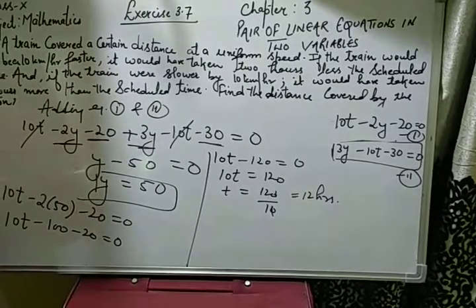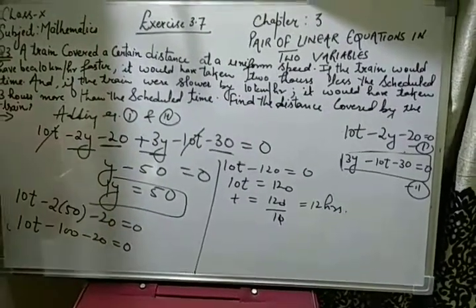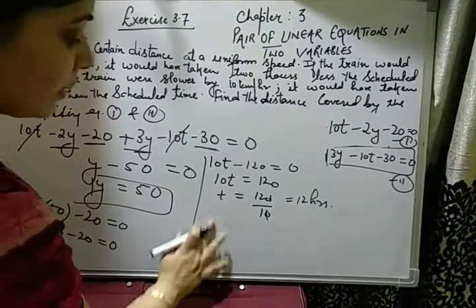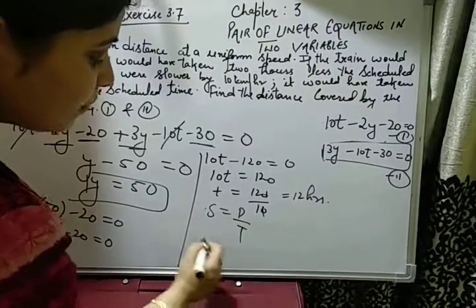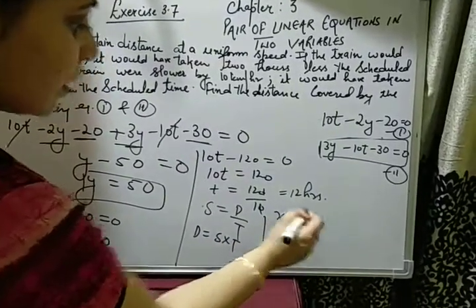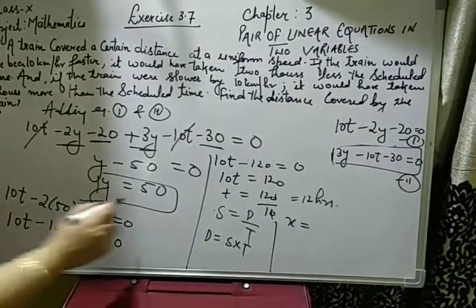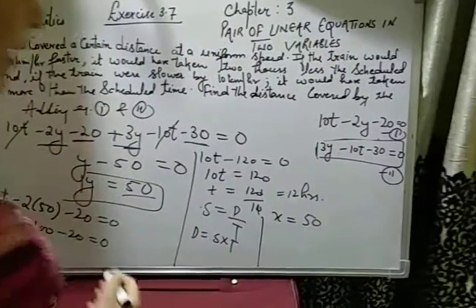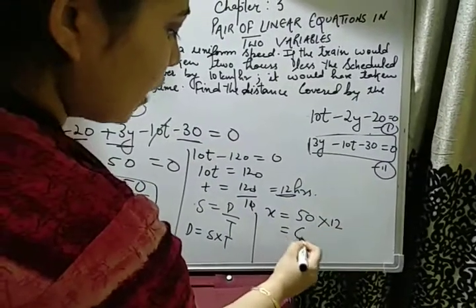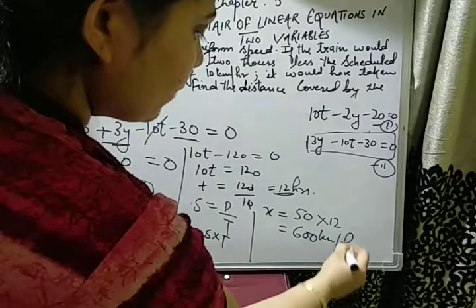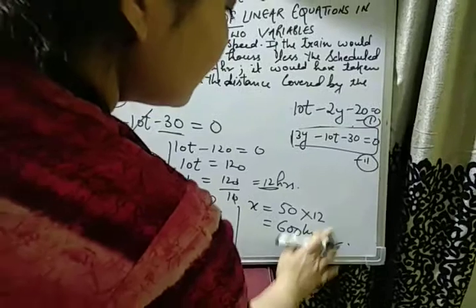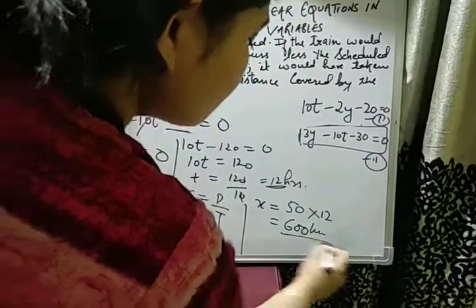Now we have to find the distance covered by the train, and in the equation we have supposed that distance is equal to x. We know that speed is equal to distance upon time, and distance is equal to speed into time. Distance means x. Speed is y, that is 50, and time is 12, so 50 into 12. Now 600 kilometers per hour. Sorry, 600. We are finding distance here, so only 600 kilometers.